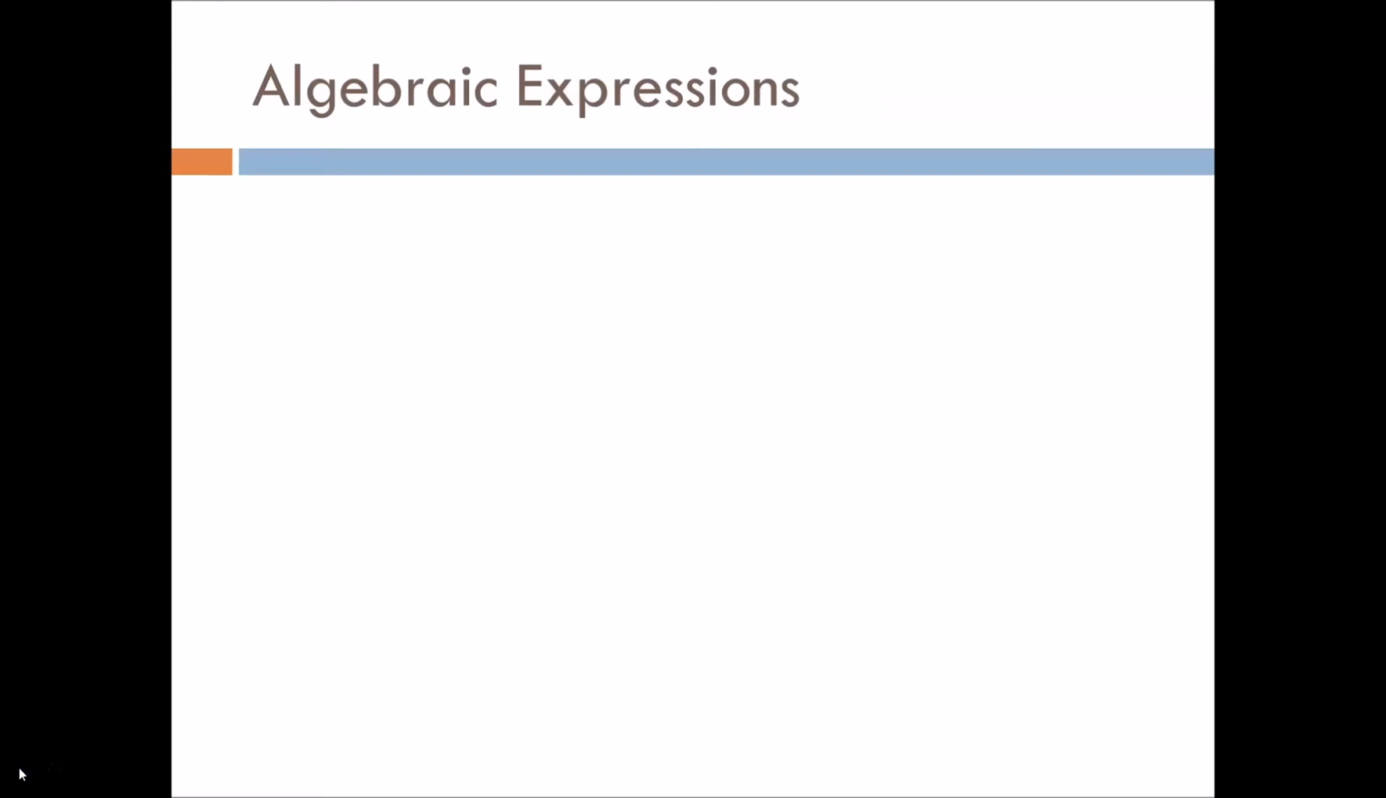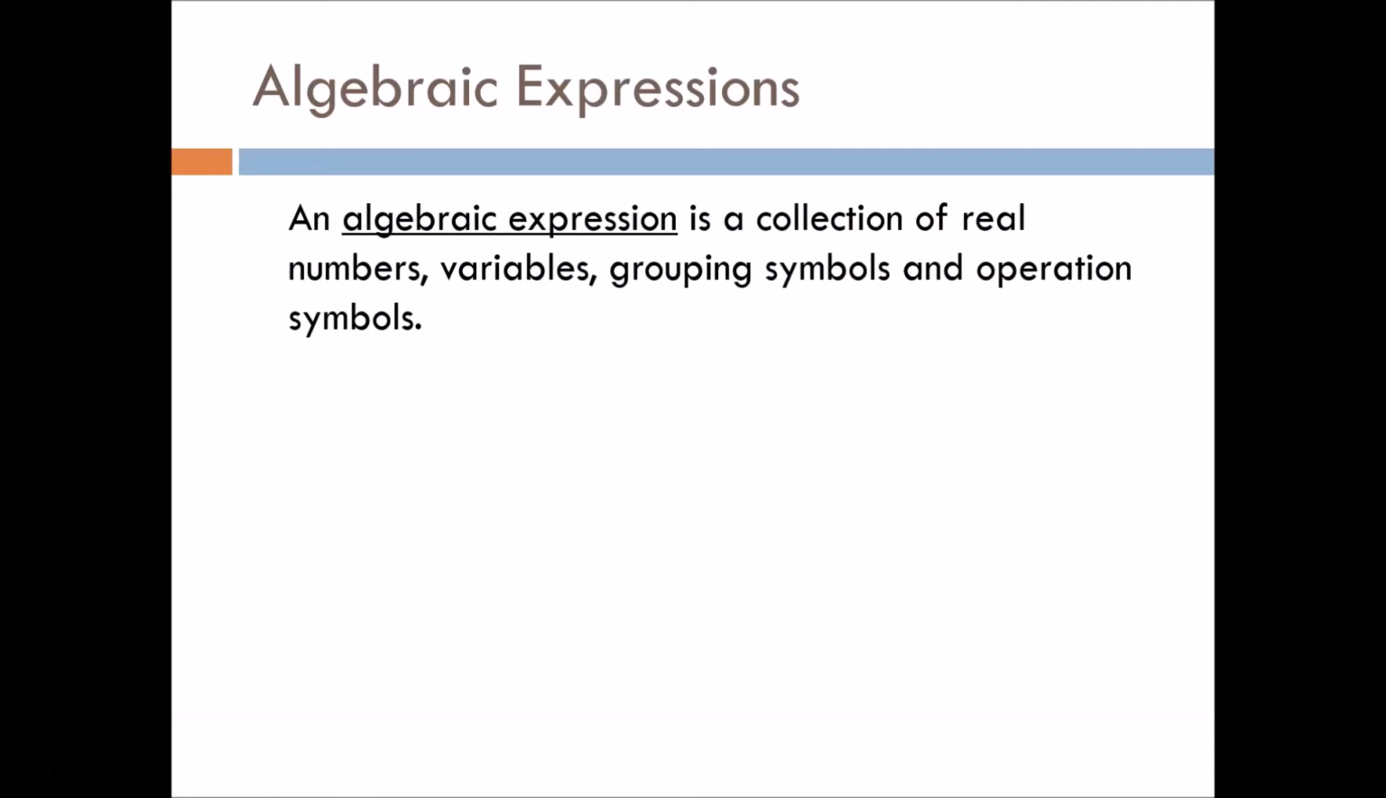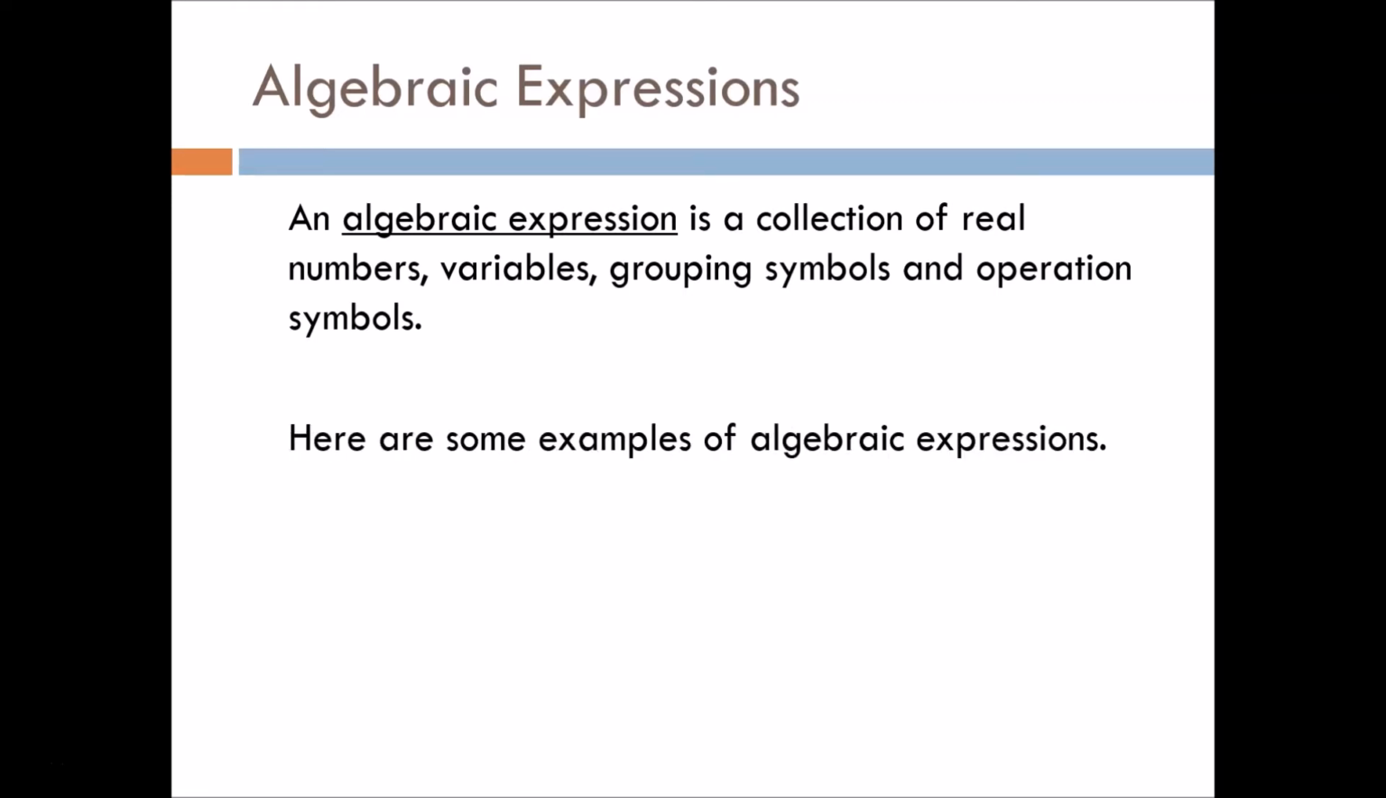Moving on. Now, we deal with algebraic expressions. What is an algebraic expression? It is a collection of real numbers, variables, grouping symbols, and operation symbols. Here are some examples: 5x squared plus x minus 7, 4, 1/3 xy minus 5/7, and negative 7 quantity x minus 2. In the given expressions, you see numbers, variables, operations, as well as grouping symbols.